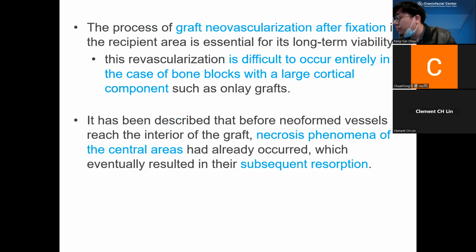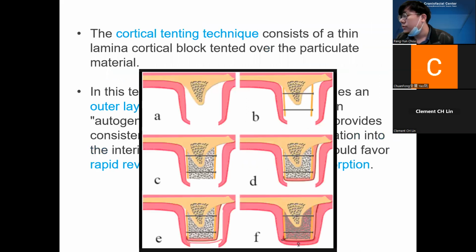And the process of graft neovascularization after fixation in the recipient area is important for its long-term viability. And the revascularization, which has to be fast and complete, is pretty much difficult to occur entirely in the case of bone blocks with a large cortical component, like onlay grafts. And it has been described that before the vessel neovascularization reached the interior of the graft, the central areas are necrotic already, which eventually resulted in their subsequent resorption.